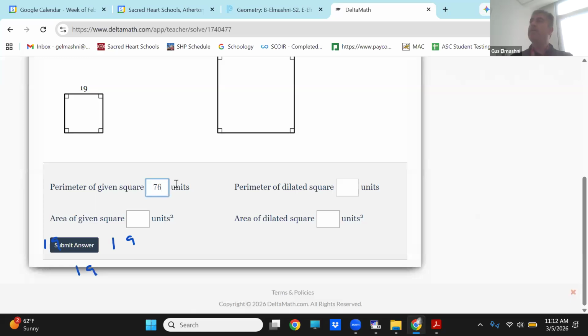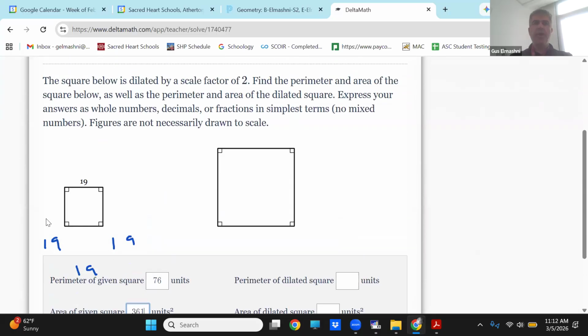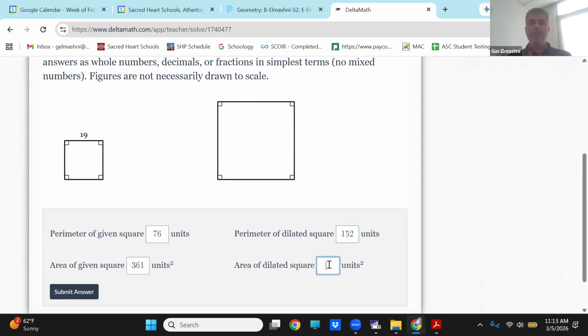19 squared, I think that's, don't tell me, 361. But here's the thing. After it's stretched, right? So after it's expanded, by what factor again? Each side is multiplied by what? 2, right? So the perimeter will also increase by 2. 152. The area, however, is increased by 4.